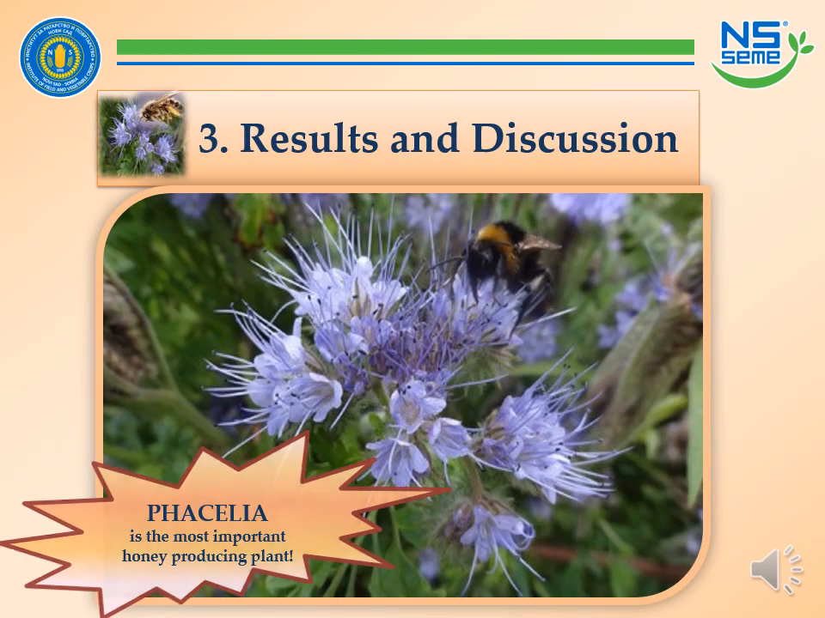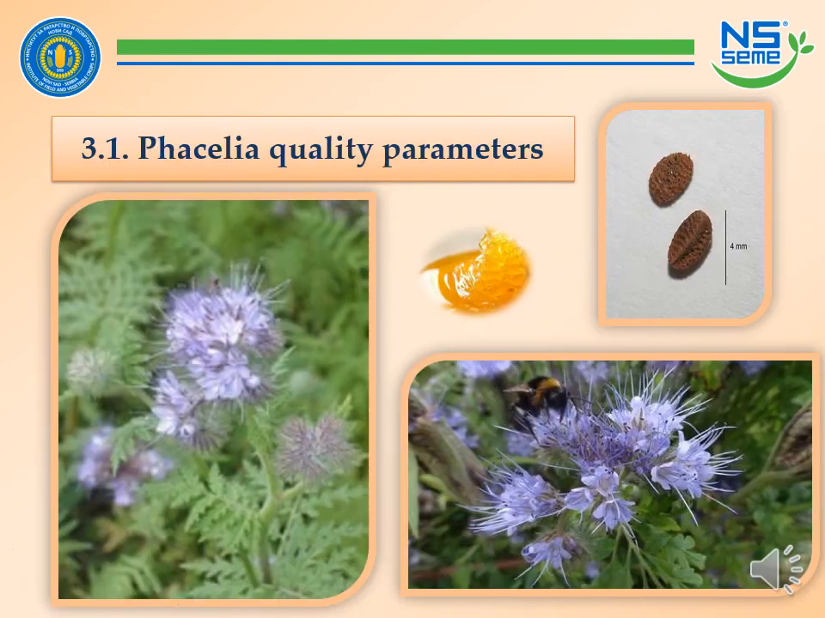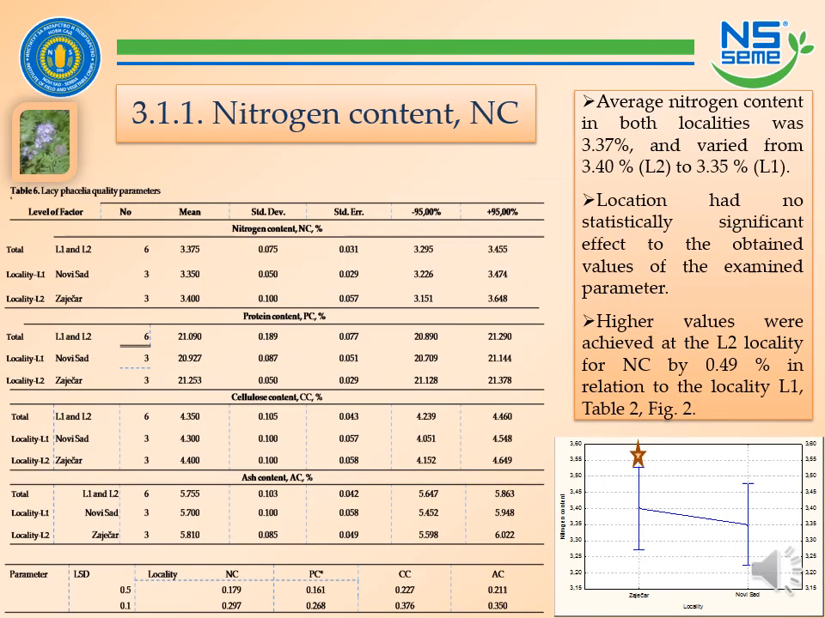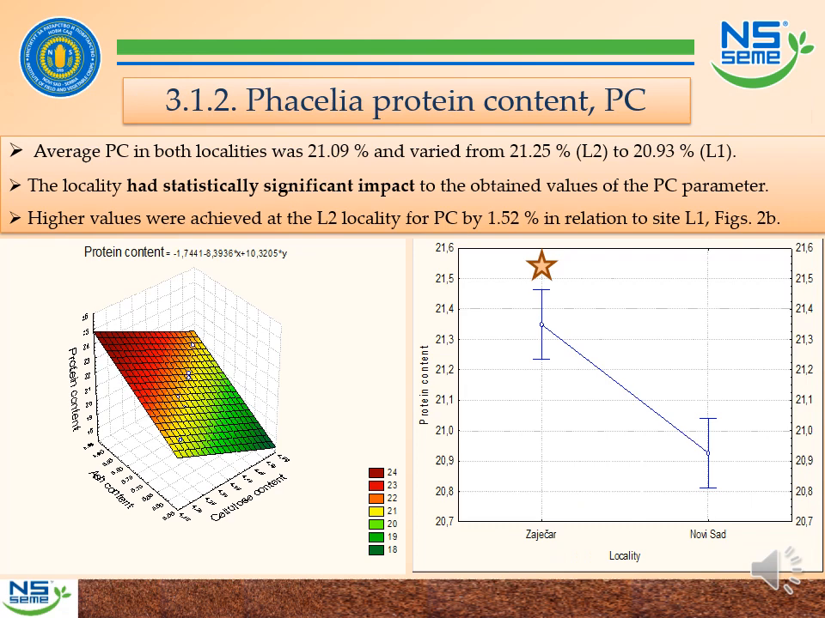Results and discussion. PHACELIA quality parameters. Average nitrogen content in both localities was 3.37 and varied from 3.4 to 3.35%. Location has no significant effect on these values. Higher values were achieved at the second locality in Zaječar.